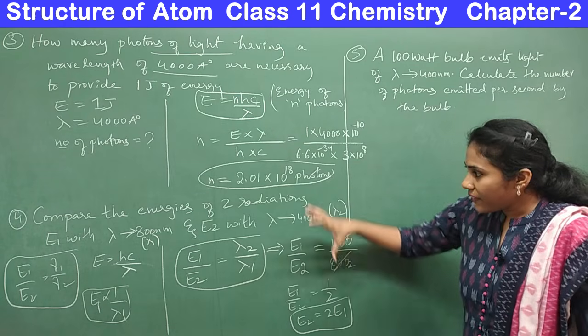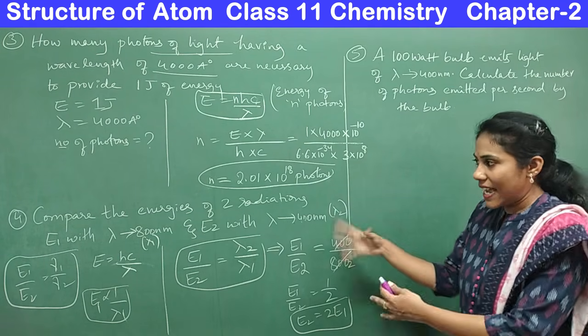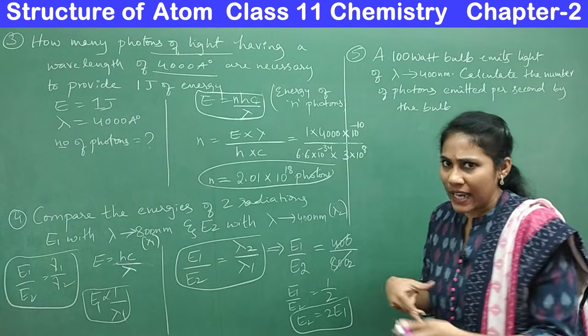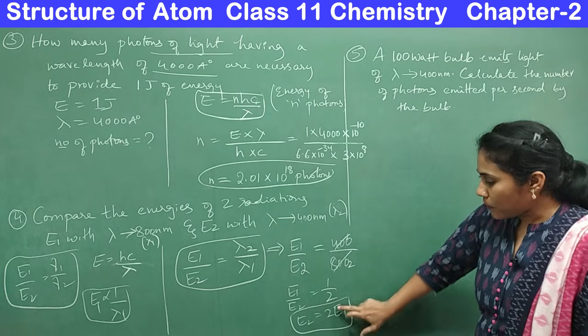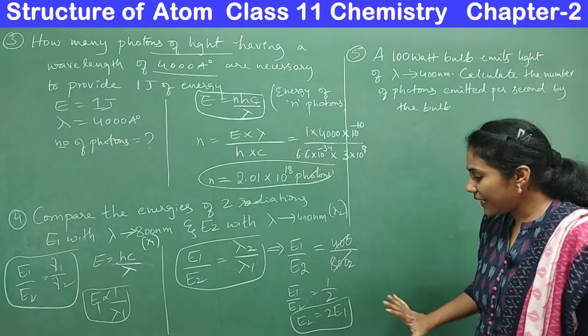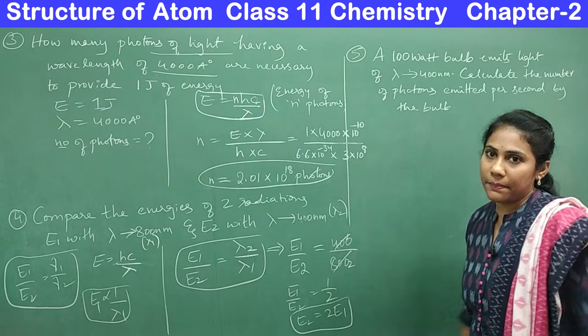Actually, there were 4 options given. One of the options was this. This was asked as an MCQ. For NEET and JEE, the concepts are asked in the form of MCQs, right? So, the correct option is E2 is equal to 2E1, right? So, this is another model they can ask on a concept.